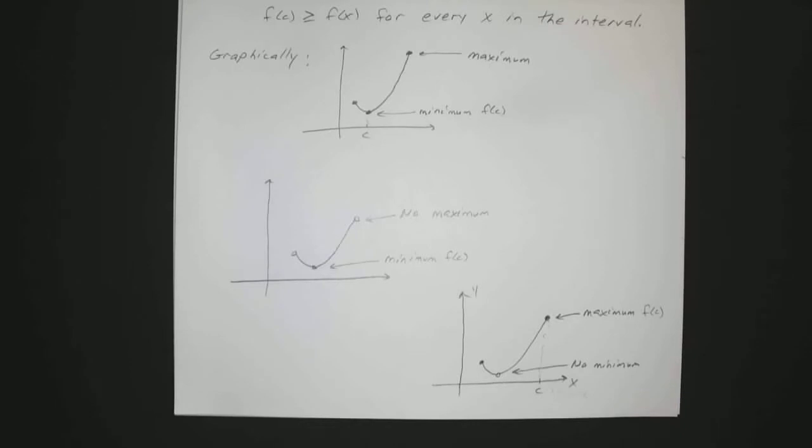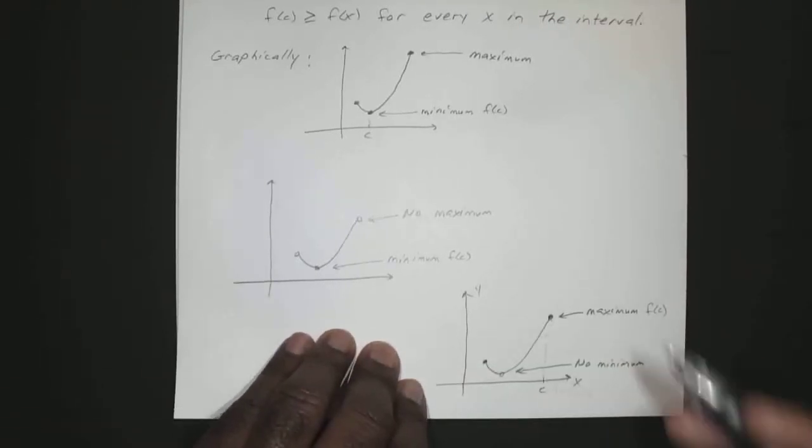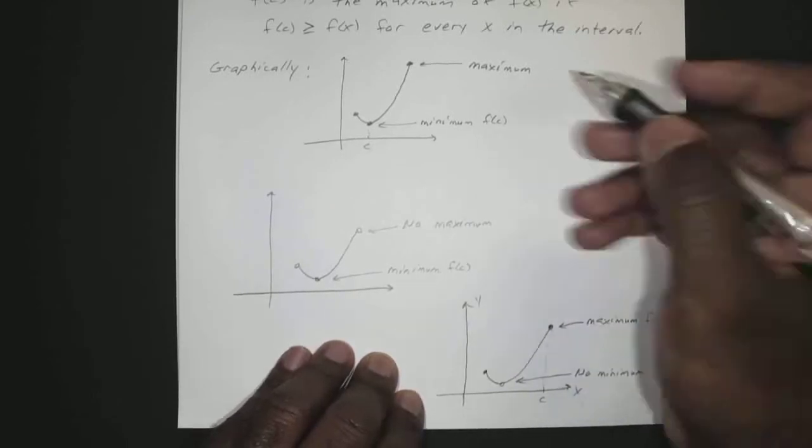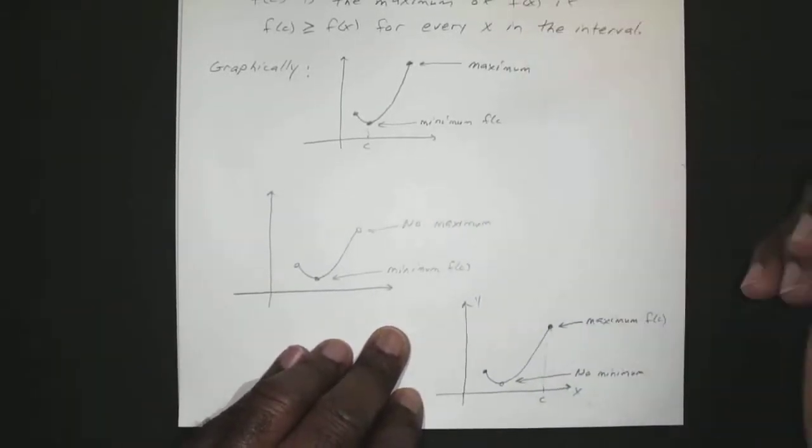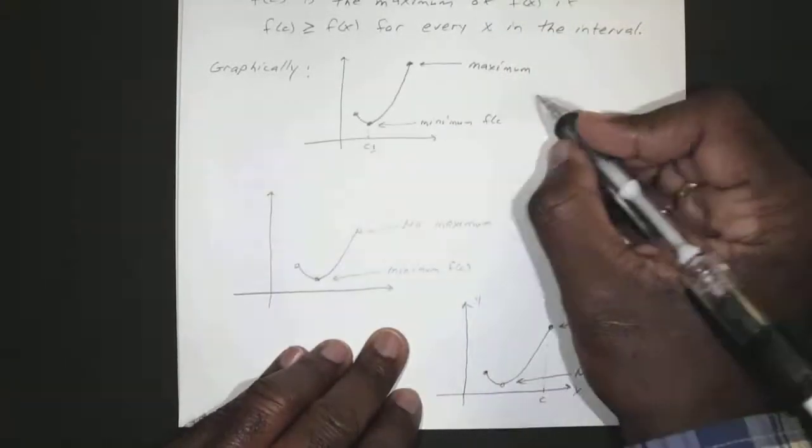On that last graph, you say that f of c is the maximum, and you say no minimum? Yep, it's no minimum because it's an open circle. Yep. All right. Now for this one, if you want to say C1 and C2, you could, just to kind of separate the two.